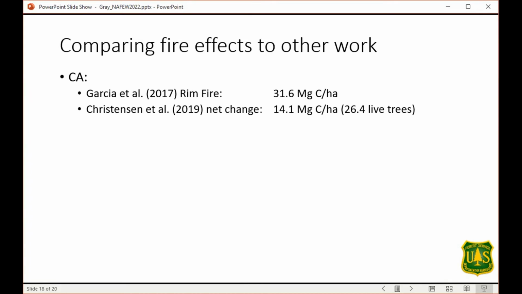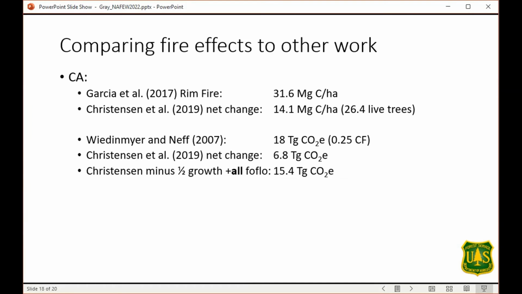And I'll just make a pitch here. Here are some estimates from different studies that have used the remote sensing modeling approach versus our measurement. And here's one for the Rim Fire that estimated really high losses in that fire, whereas our net change over time is quite a bit lower. It turns out in their LiDAR approach, they kind of censored out snags and missed that pool that was still there on the ground. So that seems to be explaining that difference.